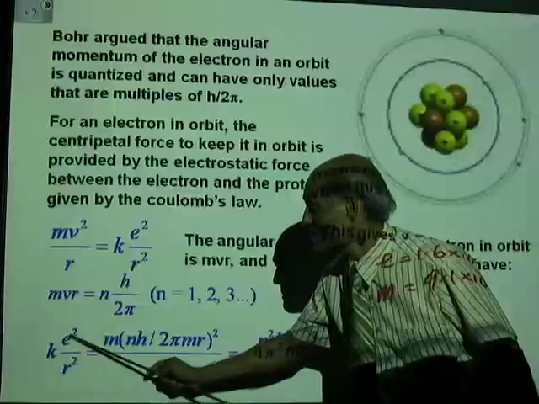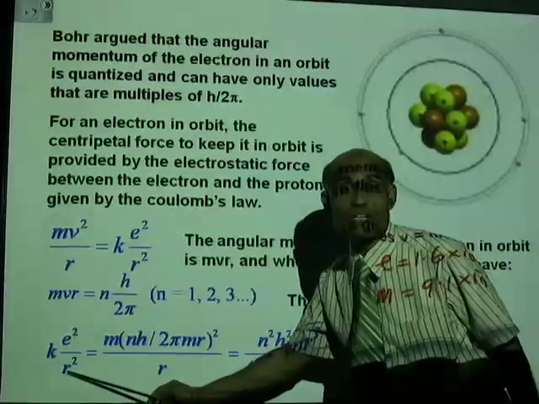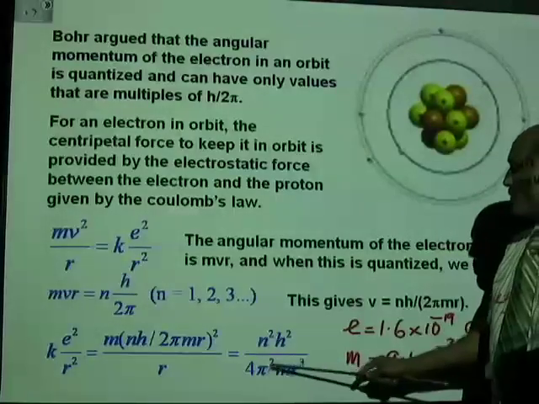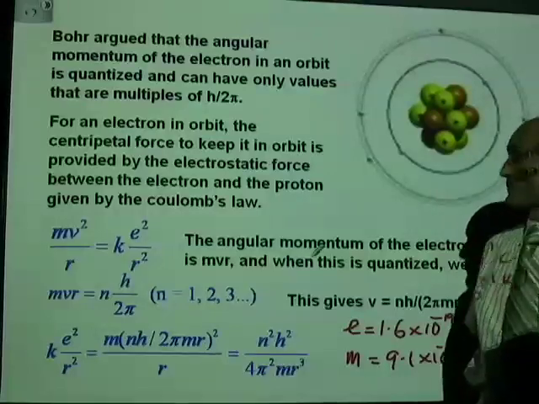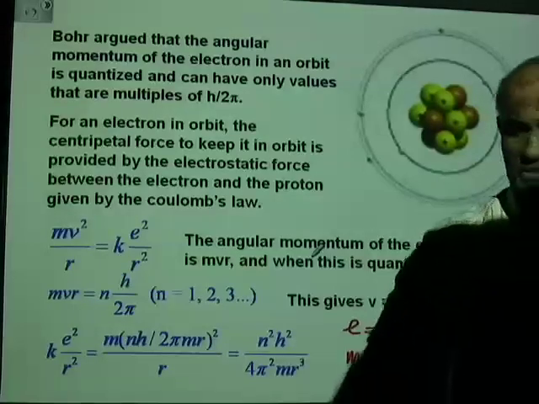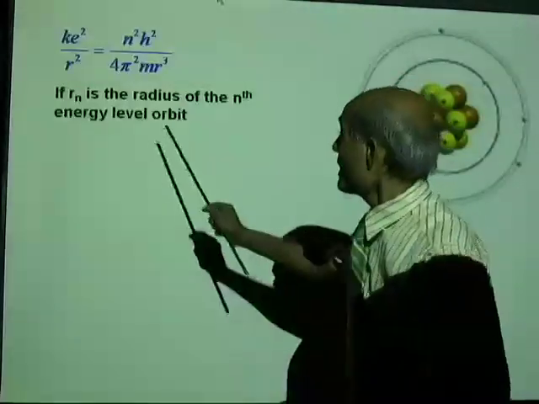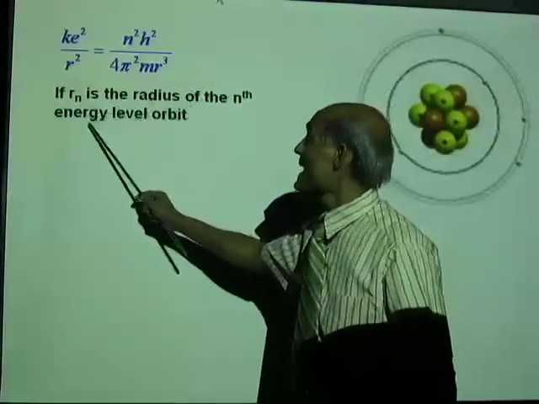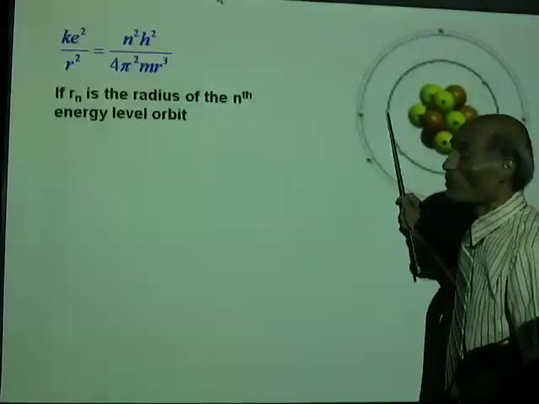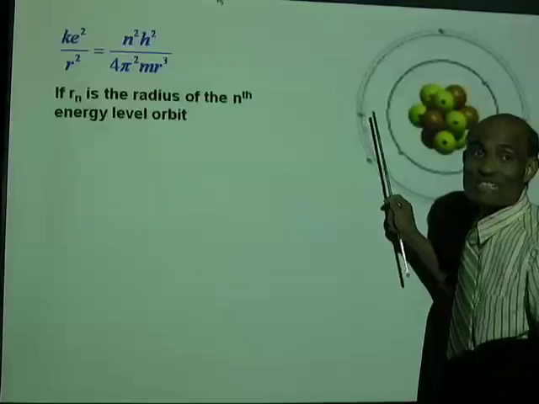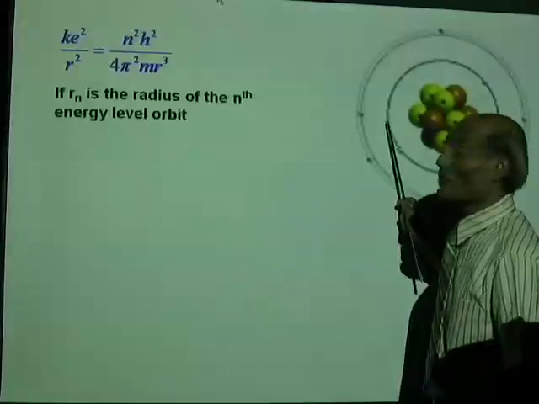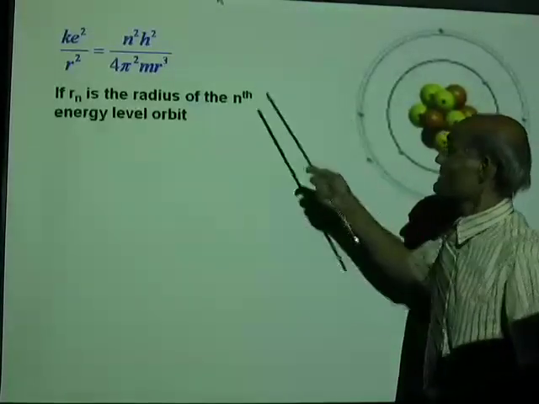So you have k e squared over r squared equal to n squared h squared over 4 pi squared m r cubed, where r is the radius of the orbital electron. Well, we can do some simplification here. Let's see what we can do with this. If r sub n is the radius of the nth energy level, well, what was the energy level? This is the first energy level, the first orbit. The second energy level, the second orbit. So r1 is the radius of the first orbit, r2 is the radius of the second orbit, and so on.